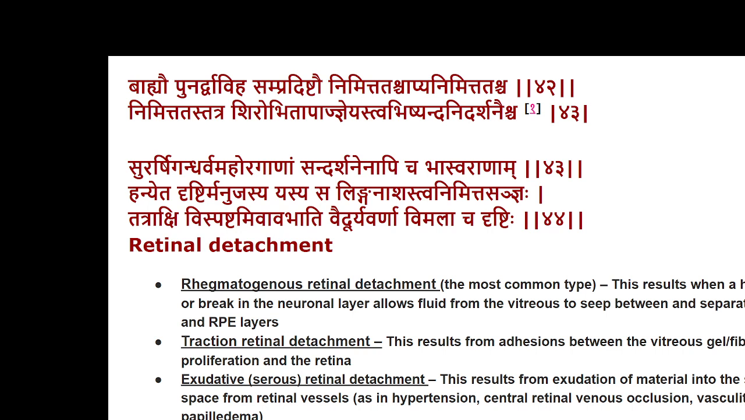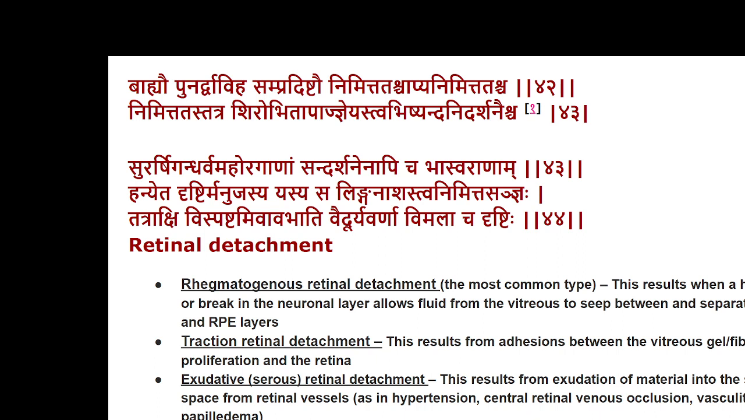Then Bahya Punar Dwahya Sampradishto Nimitrashtya Animitrashtya Nimitrashtatra Shirobhitapata Jnehastu Abhishyanda Nidarshanesha Surarishi Gandharva Ahor Maha Uraganam Sandarshinenapacha Bhaswaranam Hanyeta Drishtihi Manujasyasya Salinganashaha Tu Animitra Samyaha Tatrakshi Vispastam Iva Apati Vaidurya Varnaha Vimaraja Drishtihi. Now, Linganasha is a sudden loss of vision, and Sushruta categorizes them into two categories, Sanimitta and Animitta, where the definite causes are made out, and the other way, the definite causes are not made out. The definite causes would be related to previous diseases in the eye or headache and so on, Shirobhitapata or Abhishchandridarshana, etc. Those are the different sorts of conditions which may be preceding that.